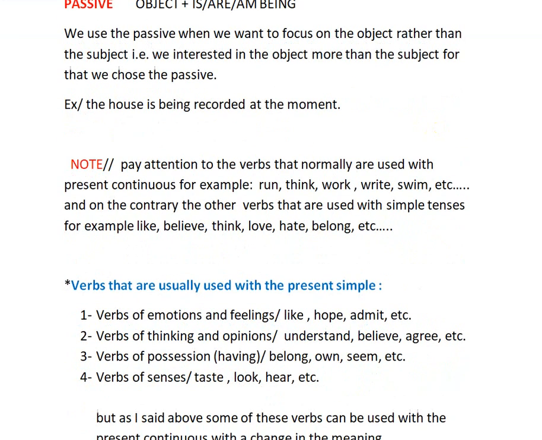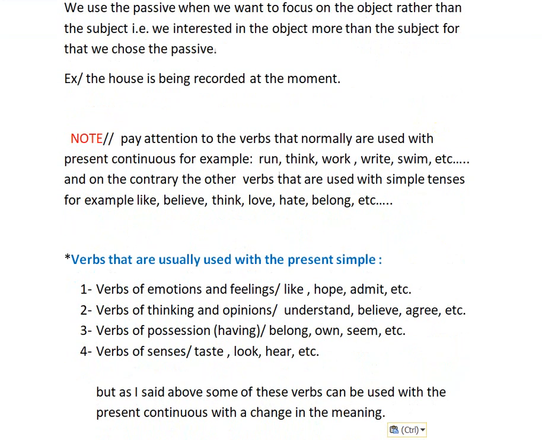Now, something you should pay attention to: some verbs are normally used with the present continuous, for example, run, think, work, write, swim. On the contrary, other verbs are used with the simple tenses, for example, believe, love, hate, belong. So you should pay attention to the verbs that are normally used with the present simple or the present continuous. Through this we can distinguish between the use of these tenses.